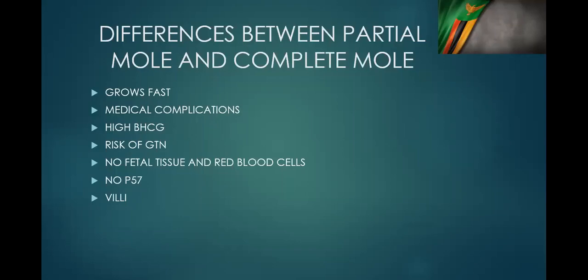Then if you do immunohistochemistry, there's a P57 protein that you can find in partial moles, because P57 protein is only found in maternal genetic material. So if you have no contribution of maternal genetic material, you will not find any P57 if you do immunohistochemistry staining. So that is about the differences between partial moles and complete moles.